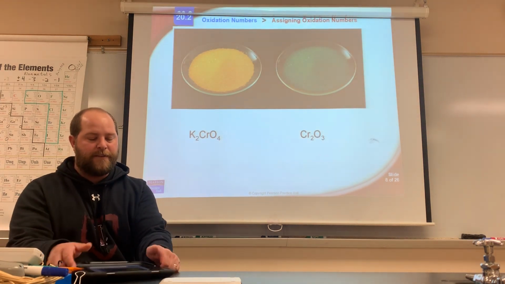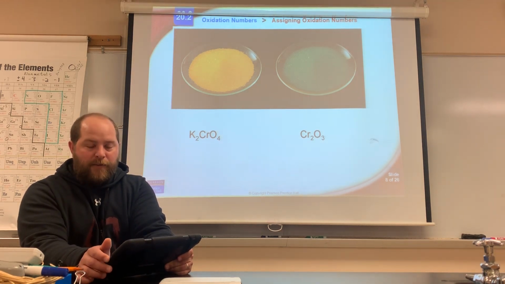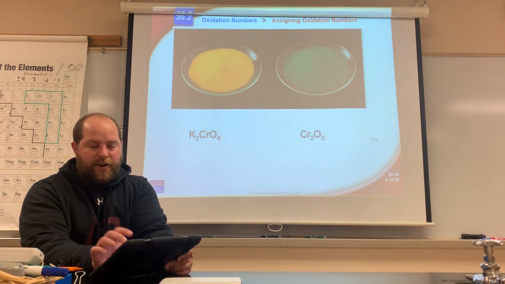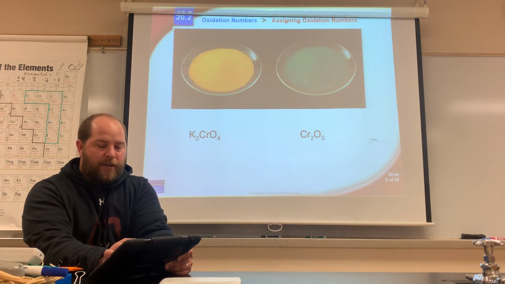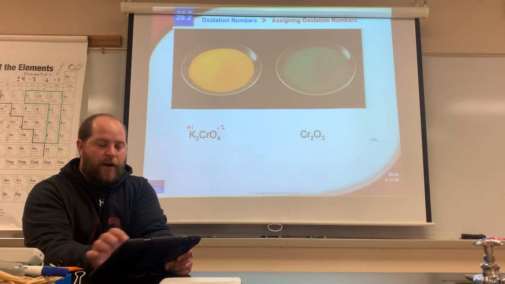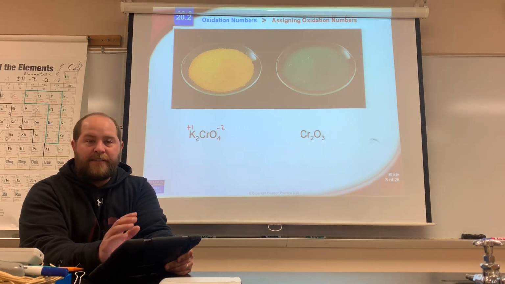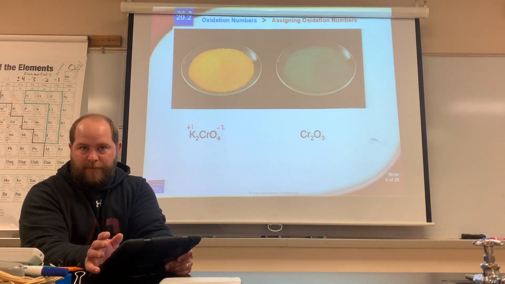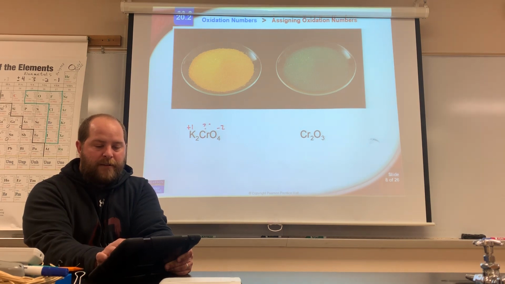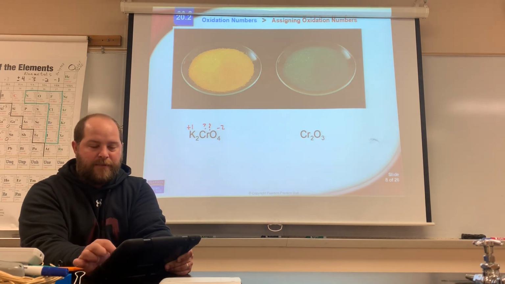All right, so let's look at this one here. Let's assign the oxidation numbers of potassium chromate, and the chromate compound. Let's start with the outsides. Oxygen is going to be -2, we know that. Potassium is +1, that's from the periodic table. And it's a neutral compound. So the chromate must be a number that, when we add all those oxidation numbers up, it should equal 0.